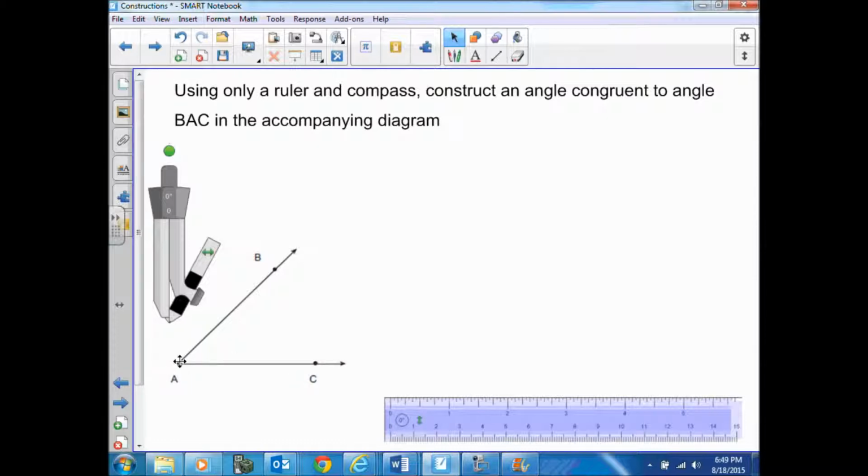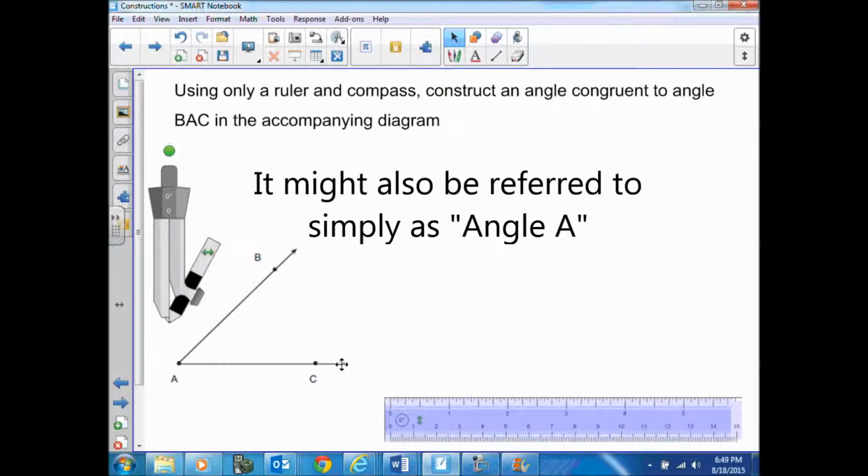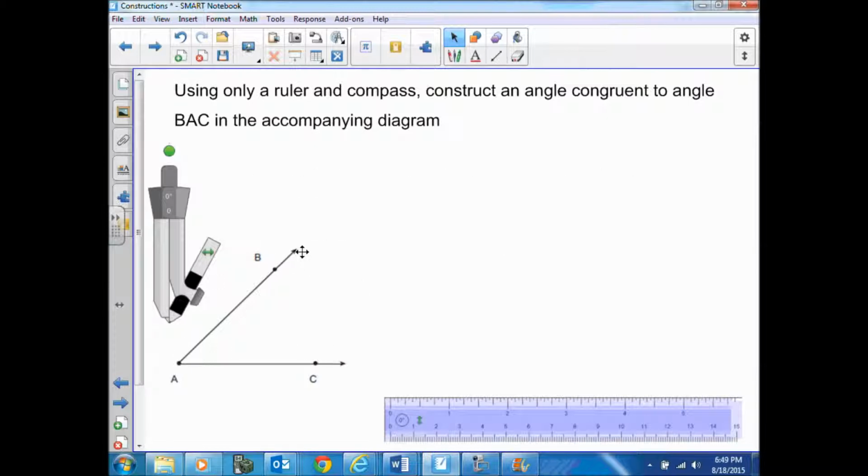This would be called the vertex at point A. When you see the angle BAC, it's just read BAC. You could also call it CAB. Okay, we're going to construct an angle that is congruent or equal to this angle.